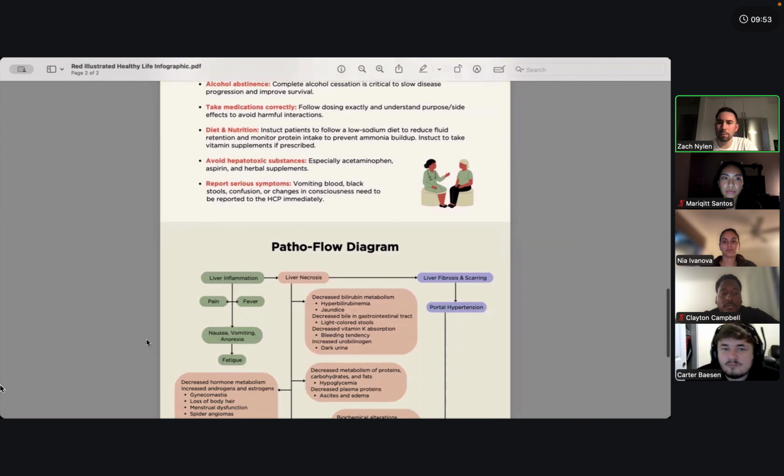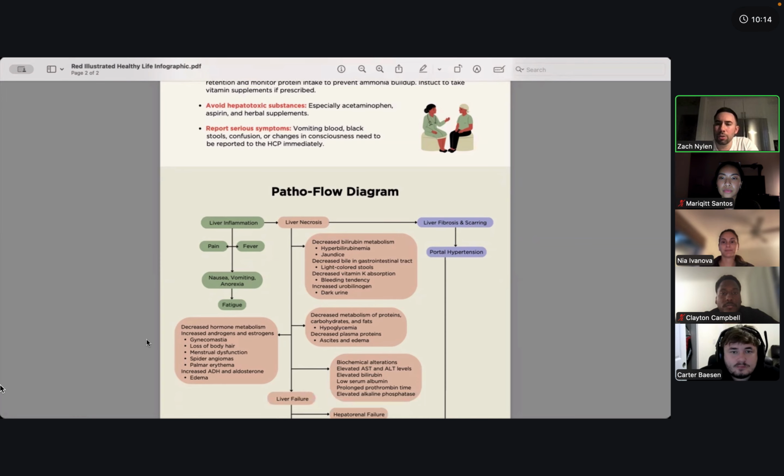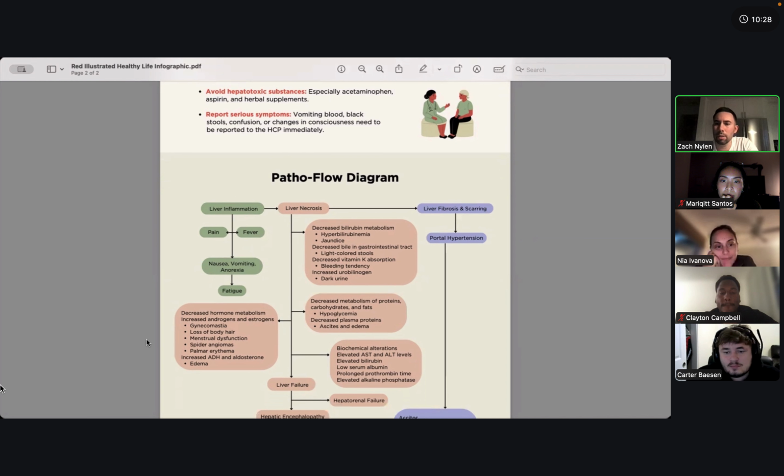Okay, and then lastly, we have our pathophysiology flow diagram, which shows liver disease as it progresses. So starting at the top left, it begins with liver inflammation. This inflammation causes early symptoms that include pain, fever, nausea, vomiting, anorexia, and fatigue. This later progresses to liver inflammation that leads to liver necrosis, which means liver cells dying. When this happens, the liver loses its ability to properly metabolize bilirubin. This leads to hyperbilirubinemia and jaundice.